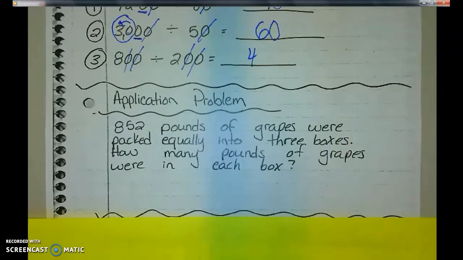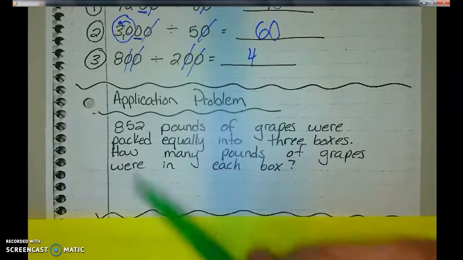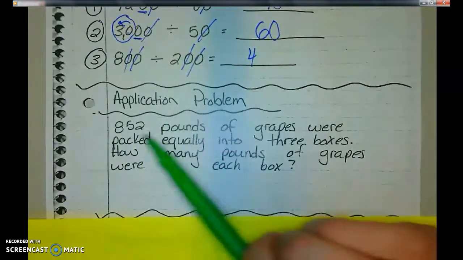So for this particular application problem, you do not have to write that down. Okay, but we're going to go ahead and get started. This is just going to kind of get us started with our concepts for today. So it says application problem.